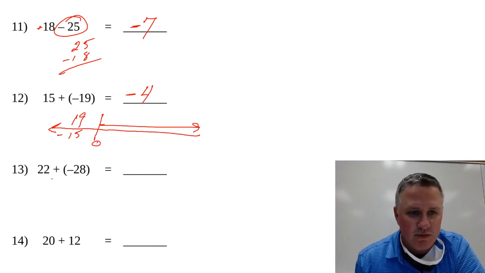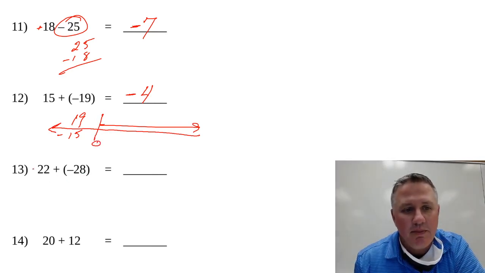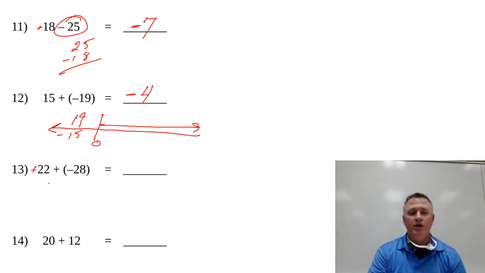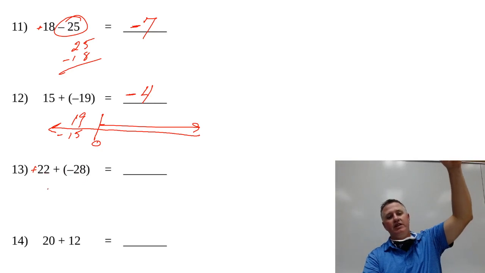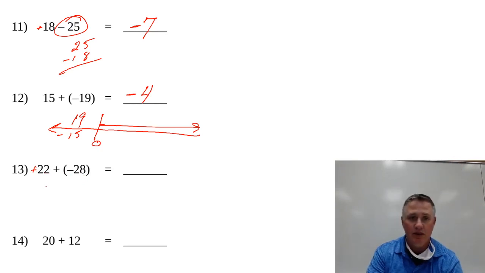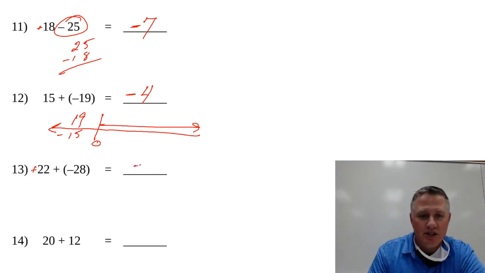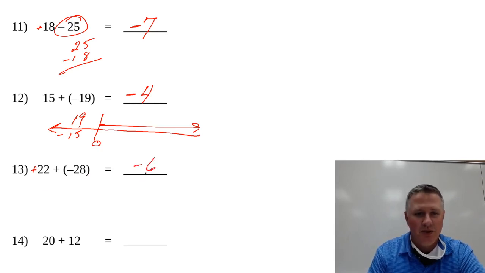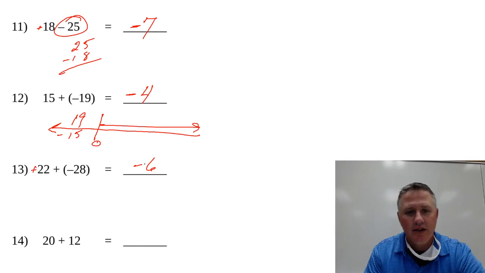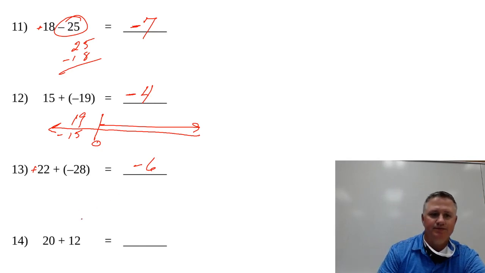Okay, next one. 22 minus 28, positive and a negative, right? So if I jump in the air 22 feet and then I fall 28, I'm in the ground or I'm in the water, right? I passed that 0 marker. I don't know if that's the best example. 6 feet under. Okay, negative 6. There you go.